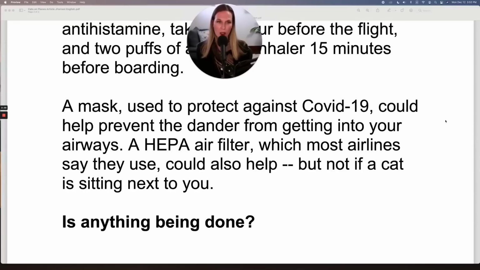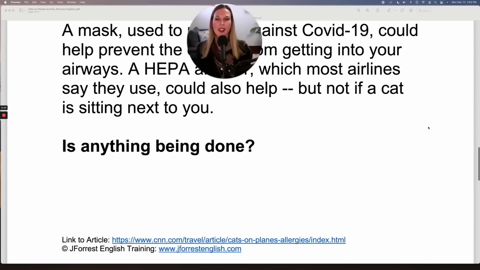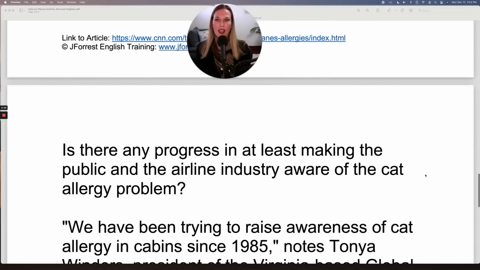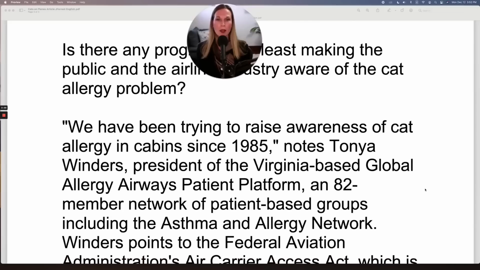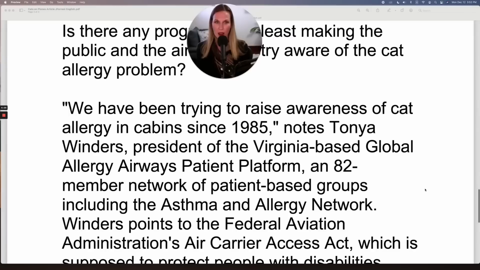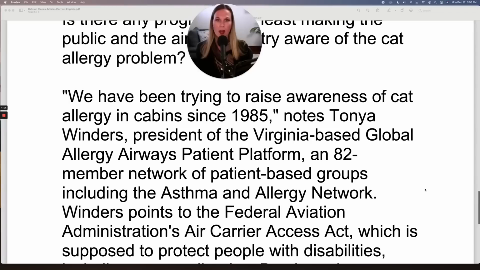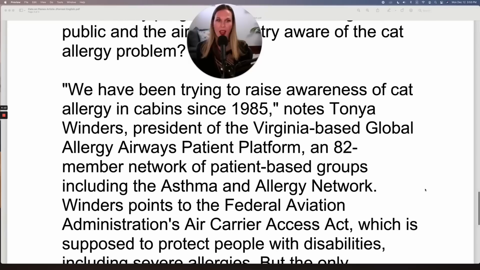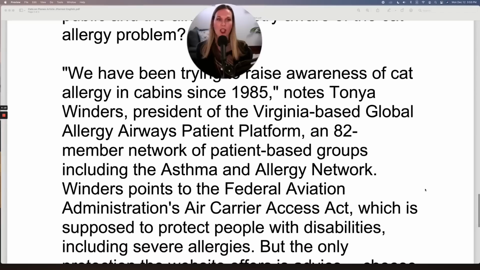A HEPA air filter, which most airplanes say they use, could also help, but not if a cat is sitting next to you. Is anything being done? Is there any progress in at least making the public and the airline industry aware of the cat allergy problem? We have been trying to raise awareness of cat allergy in cabins since 1985, notes Tonya Winders, president of the Virginia-based Global Allergy Airways Patient Platform, an 82-member network of patient-based groups, including the Asthma and Allergy Network.